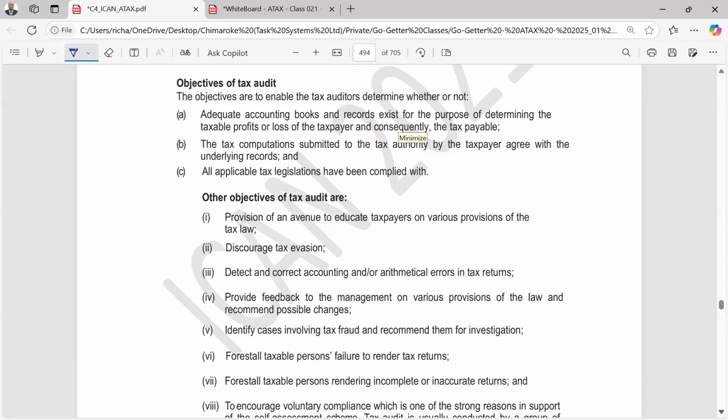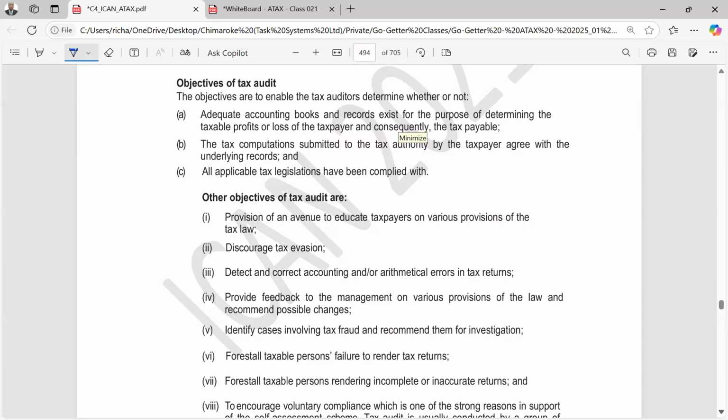It's also a source of discouraging tax evasion. So when you know that an official examination of your records will be done, you will not evade tax because they will check your books, check what you have submitted, whether it harmonizes with the underlying records kept by you. And if they see tax evasion, they are going to punish it. Because tax evasion is taken seriously and punishable with stringent results, you may want to discourage yourself from doing it.